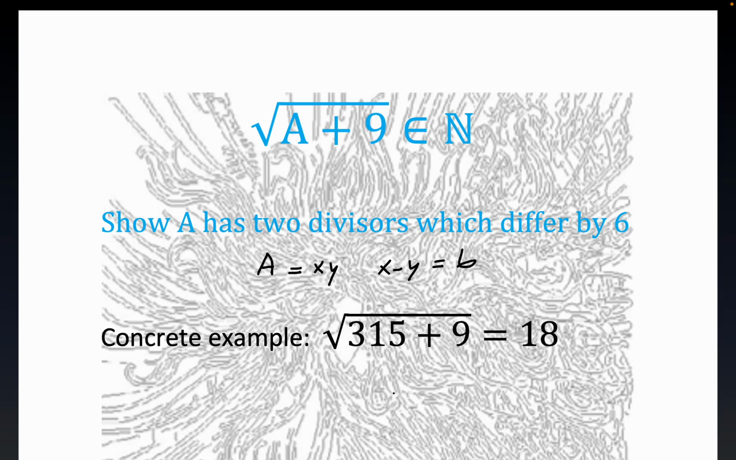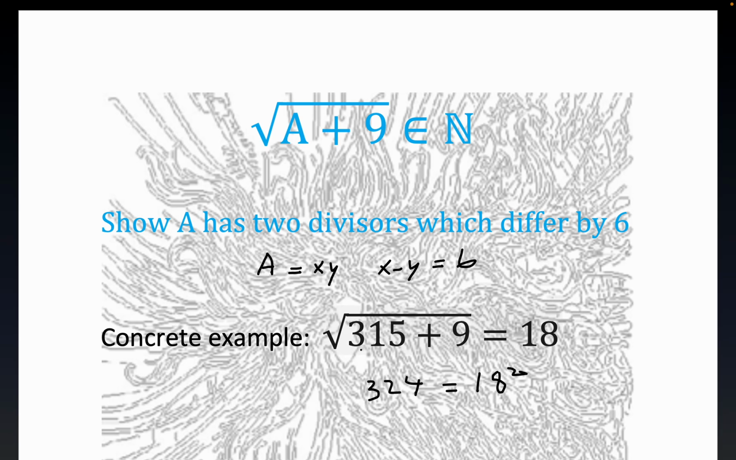Now this is a concrete example right underneath. Notice that right here we would have 324, which is 315 plus 9, is equal to 18 squared. Okay? So this statement's certainly true right here.